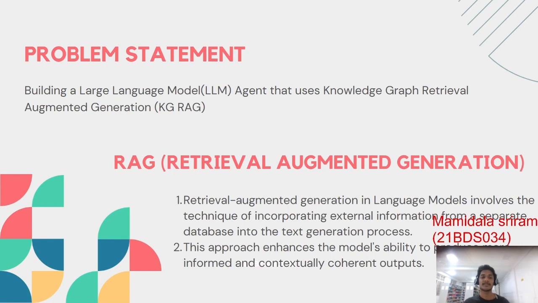So what is knowledge graph retrieval augmented generation? For that we have to understand RAG. RAG is a technique for large language models that involves incorporating external information from a separate database into the text generation process. This means that we can have a separate database, so when our LLM answers a query, it takes the context from the database. Suppose we have the whole data of our college. If we ask for personal details of any faculty or anything from our college, our LLM will be able to answer by taking the data from our database.